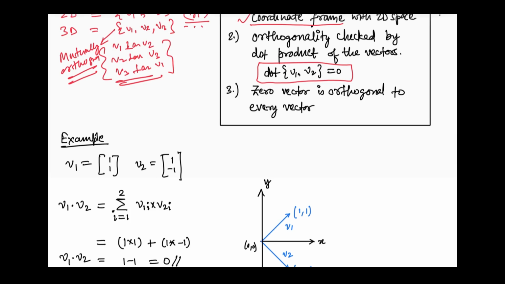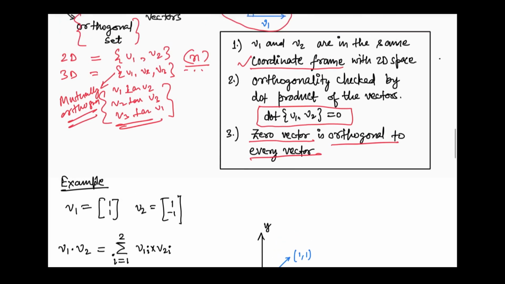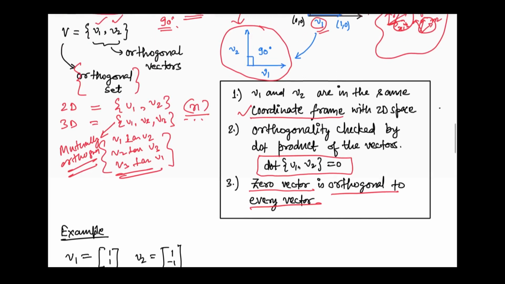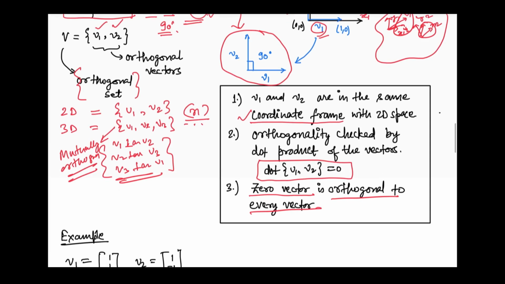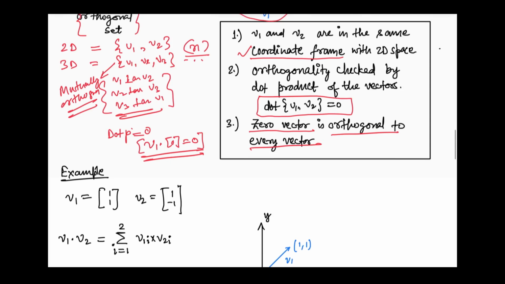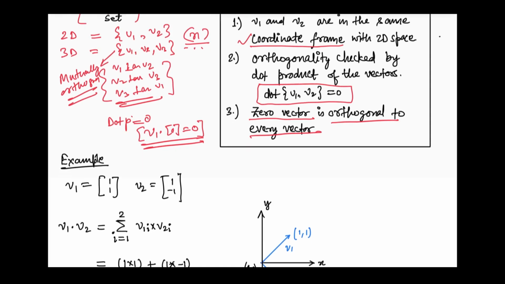One important point is that a zero vector is always orthogonal to every vector. Why so? We said that the dot product should be 0. The dot product of any vector with the zero vector is always going to be 0. This can be verified by the formula for how the dot product is calculated, which is like this.